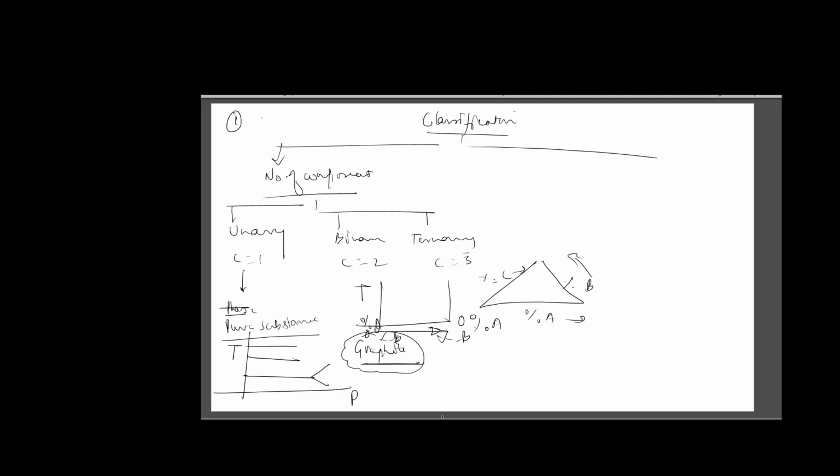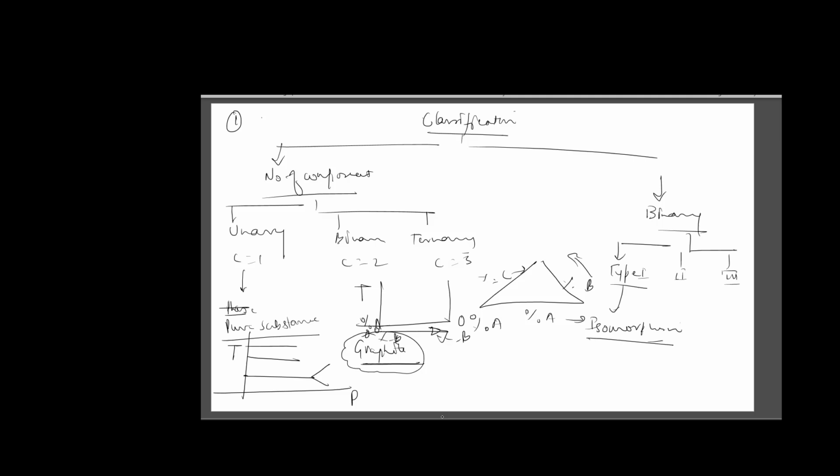Now the second classification is for binary phase diagrams. It is particularly for binary, and then it is classified into type 1, 2, 3. Type 1 means isomorphous: materials that are completely soluble in the liquid as well as in the solid.